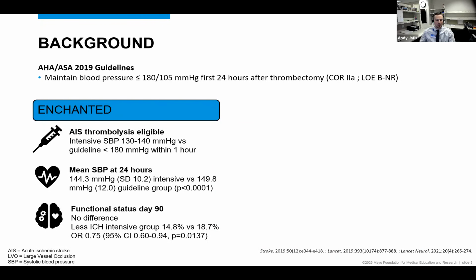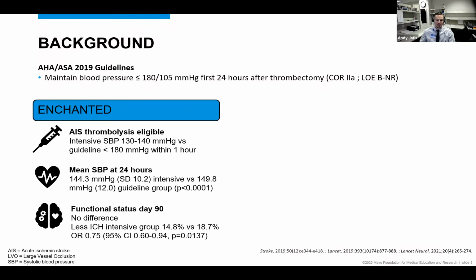And what they were able to accomplish as far as their therapy in separating a blood pressure at 24 hours, they had a slightly reduced blood pressure in the intensive group versus the guideline therapy group. But we could see here that was roughly about a difference of 5 millimeters of mercury. So some might argue that might not be a wide enough difference for us to truly see an impact in practice. Although they didn't show a difference in functional status at day 90 when looking at the modified Rankin score.